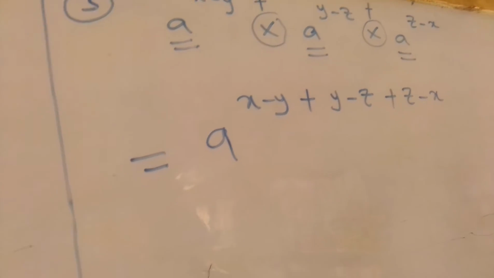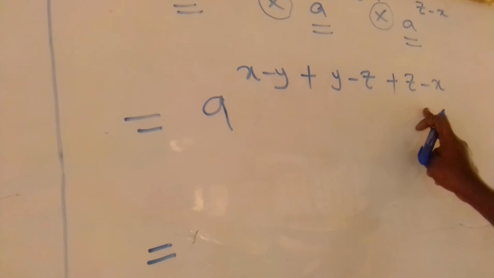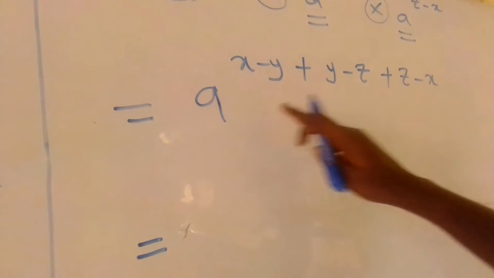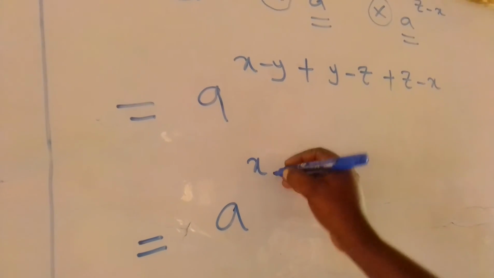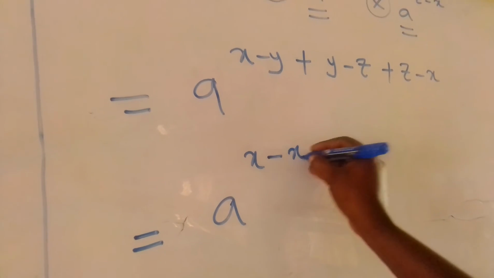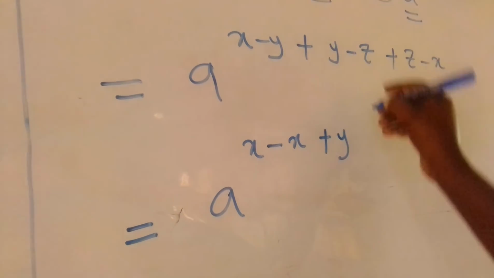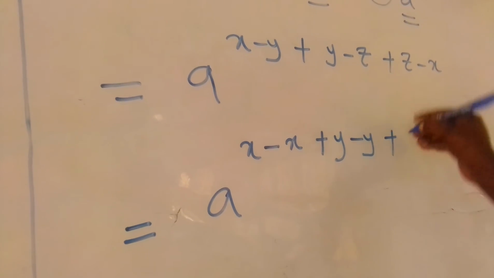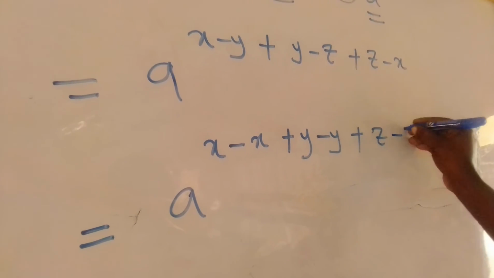By separating and applying BODMAS, plus must come before minus. When we arrange it, plus must come before minus. So x minus x must follow it, plus y minus y must follow it, z minus z must also follow it.